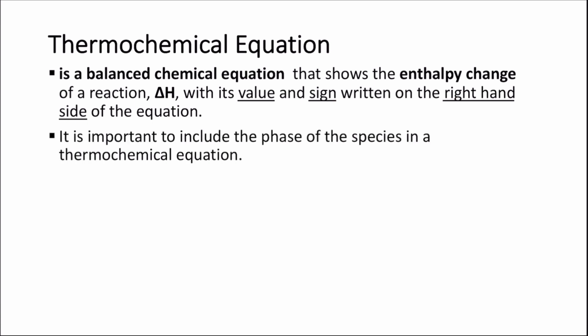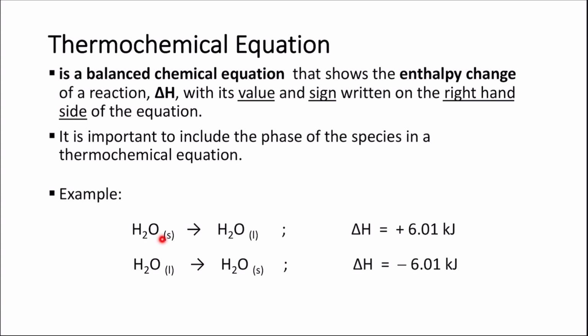This is very important, di mana awak juga perlu letak phase for the species in thermochemical equation. Let's say saya ada H2O solid menghasilkan H2O liquid. So awak nampak ada phase kat sini, and awak letak delta H equals to value dia. Kalau ada positive sign, letak positive sign. Kalau ada negative sign, letak negative sign with the correct units, dan dia berada di bahagian kanan of your equation. So ini yang kita panggil sebagai thermochemical equation.